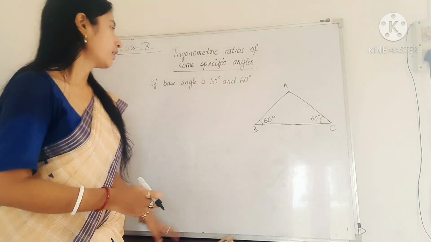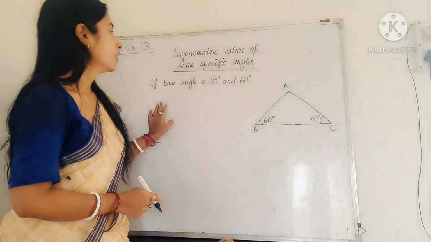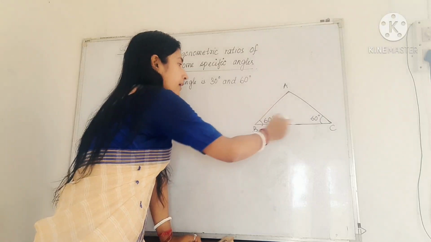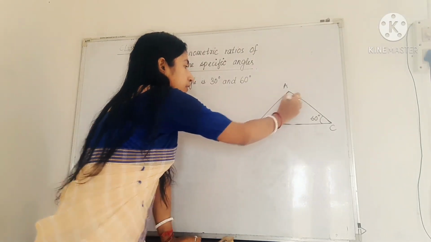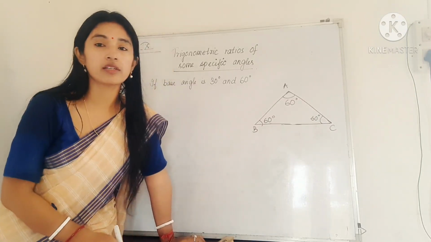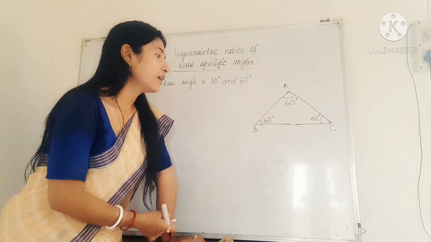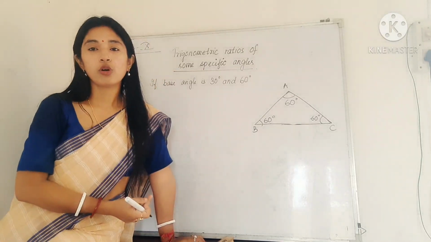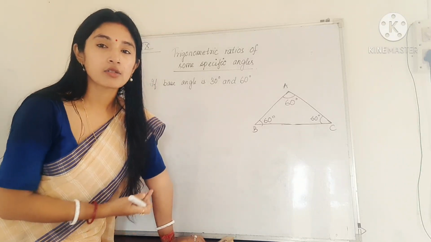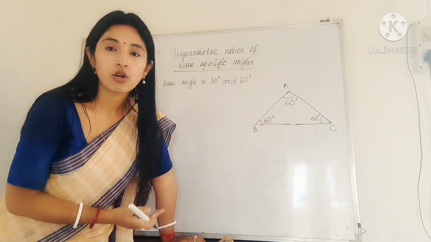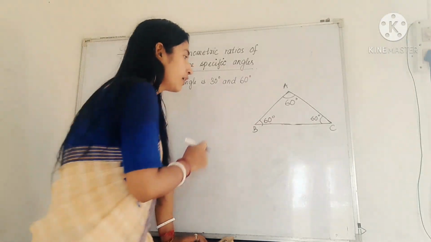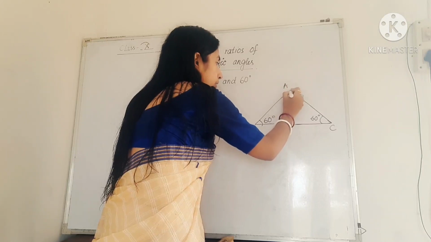So students, next I am going to find the trigonometric ratios for the angles 30 degree and 60 degree. So students, this is a triangle ABC, and I am taking this triangle as an equilateral triangle. We already know that in an equilateral triangle all the sides are equal. So AB, BC and CA, the lengths of all three sides are equal, and the angles of this triangle are also equal, 60 degree each. Okay. So next I am drawing a perpendicular from point A.